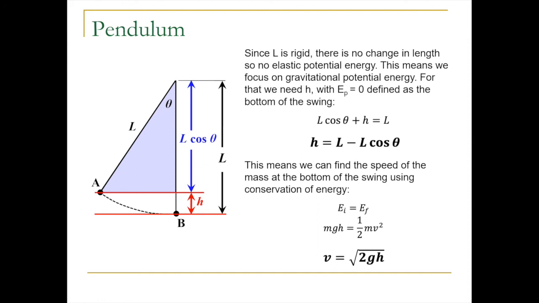Now, to calculate the velocity of the bob at point B, we're going to let the horizontal line through point B be the zero potential energy, and we're going to equate the initial potential energy at point A to the kinetic energy at point B. Rearranging it, we get this equation: v is equal to the square root of 2gh. Hopefully this reminds you of an equation that you derived many times in your studies of circular motion.